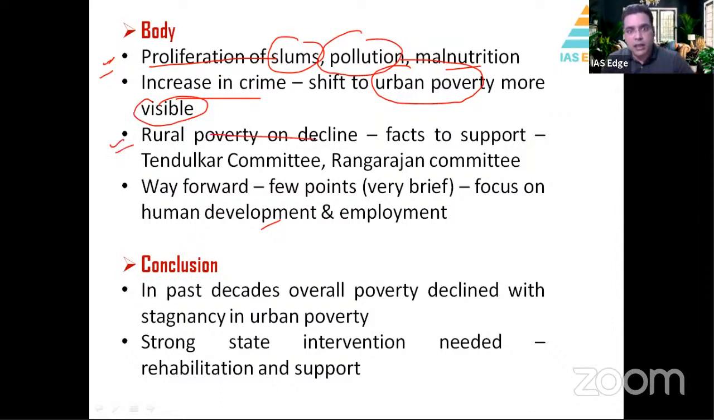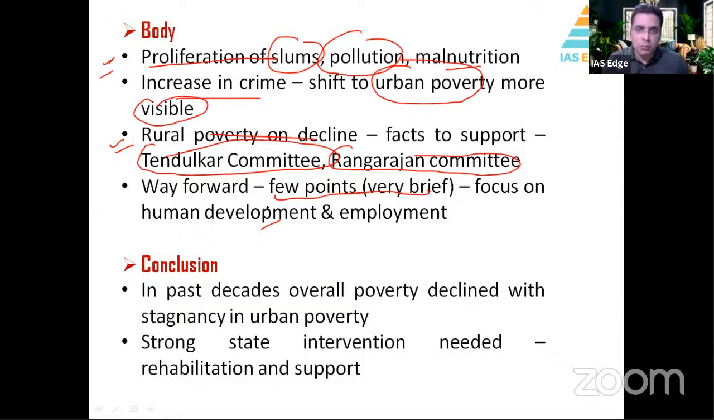Rural poverty is on the decline. ये कम हो रहा है. Remember, urban poverty बढ़ रहा है, but बहुत नहीं बढ़ रहा है. But rural poverty is definitely on decline, and you can use data of Tendulkar committee. You can use data of Rangarajan committee, and that is how you can compare and give some data. Way forward, how you can address the poverty. Poverty alleviation की strategies क्या होंगी broadly? The poverty alleviation strategies could be creating employment, good employment. It could be on focusing on education, health, human development.